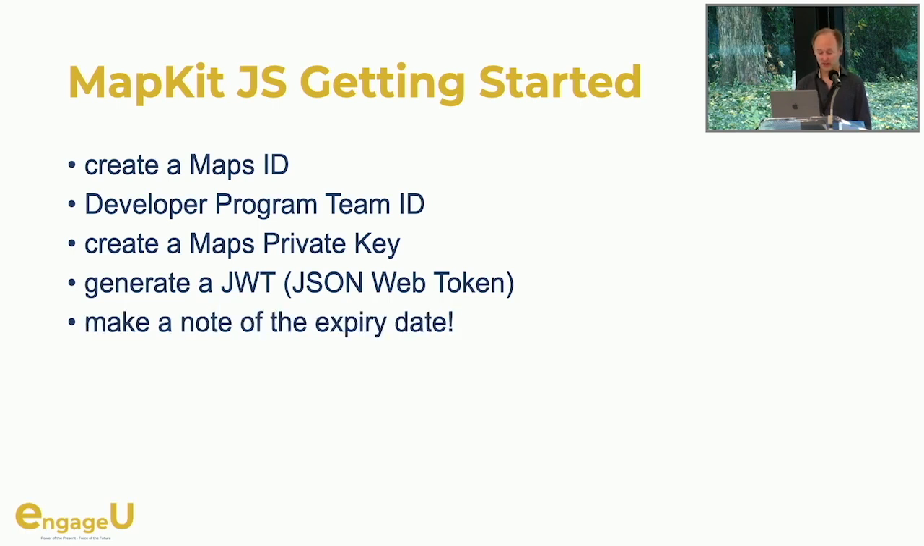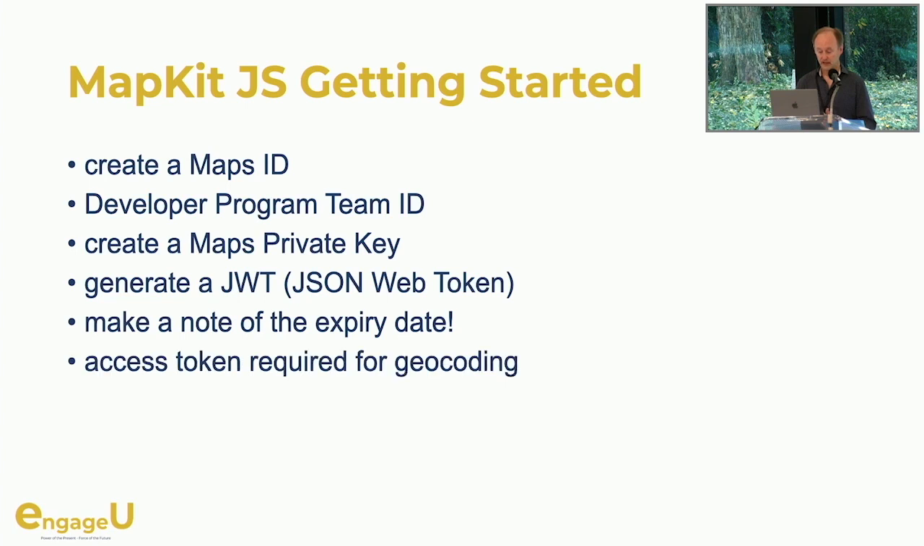JWT is just a JSON web token, and that's what you use to authenticate with the Apple Maps service. And that has an expiry date. All JWTs generally have an expiry date. If you use the Apple Maps website to create one of these, you can extend it out to 12 months. I've got a demo file that I'll share with you after the conference that you can create the JWT and you can choose your own expiry date. But just make a note of that, because once it expires, you've got to generate a new one and it'll get rejected by Apple.